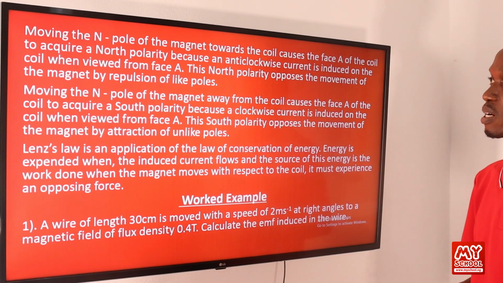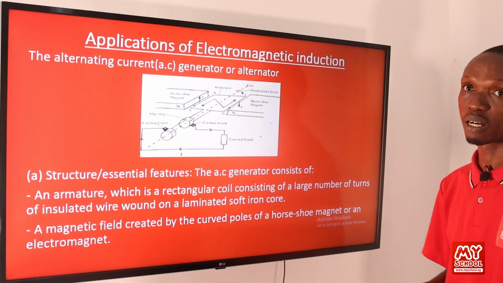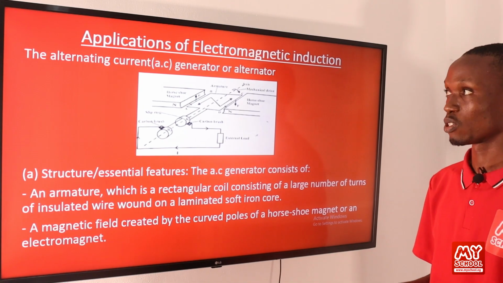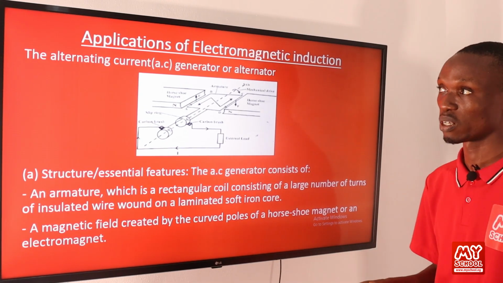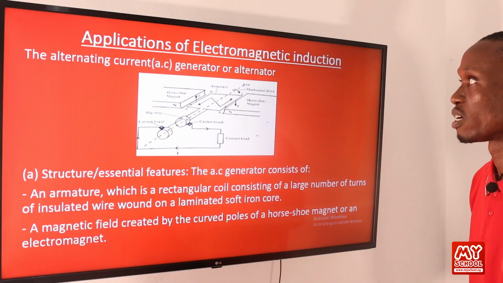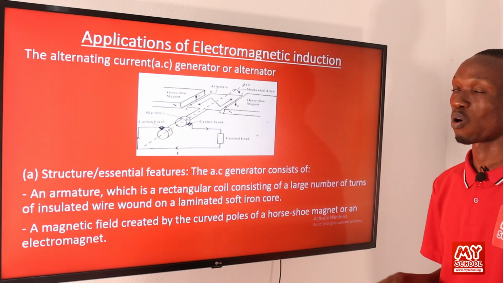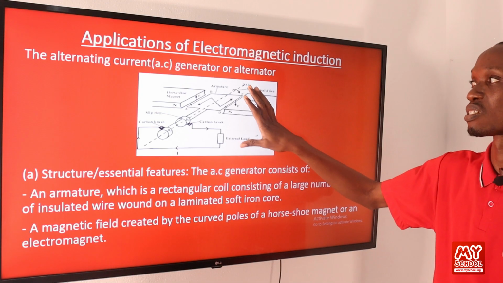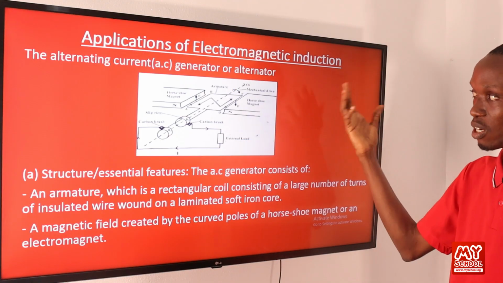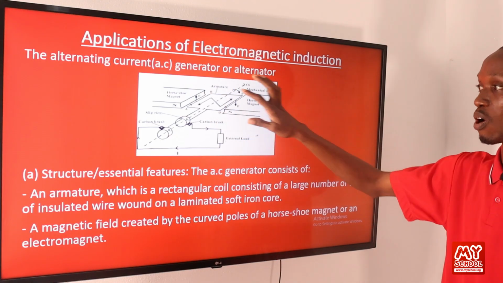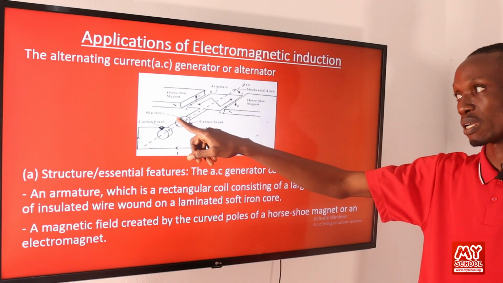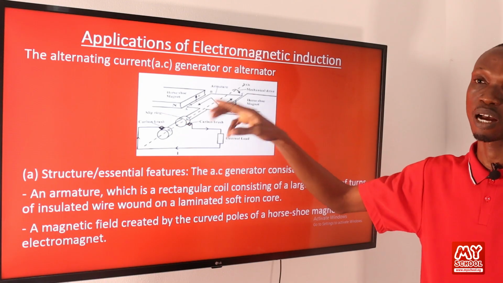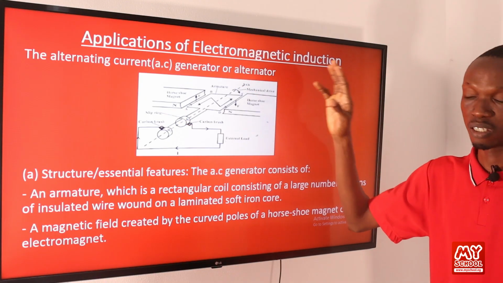So let's move to the next slide. So now let's talk about the applications of electromagnetic induction. We have many applications of electromagnetic induction. So let's begin with the first one, which is the alternating current generator, also known as an alternator, or you can as well just call it an AC generator. So this is the diagram of the AC generator. We have two permanent magnets, we have an armature, we have the slip ring, and we also have the carbon brush. I think it's the slip ring that actually differentiates this from the DC generator.